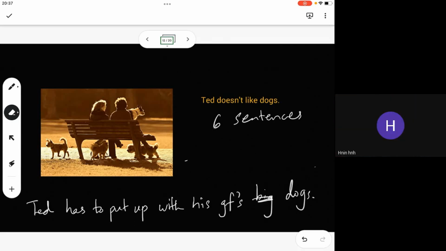Ted doesn't like dogs, but his girlfriend likes dogs. So she has many dogs. He tries to love dogs because his girlfriend always brings her dogs when they date. So they often go to the pet shop and buy toys and accessories for their dogs. That's all, sir.